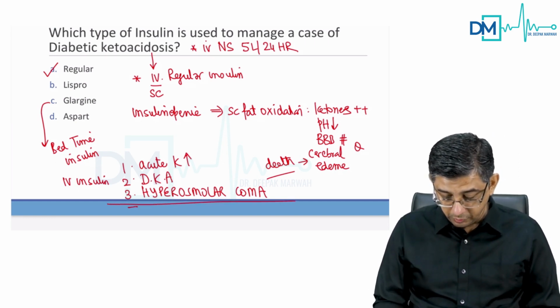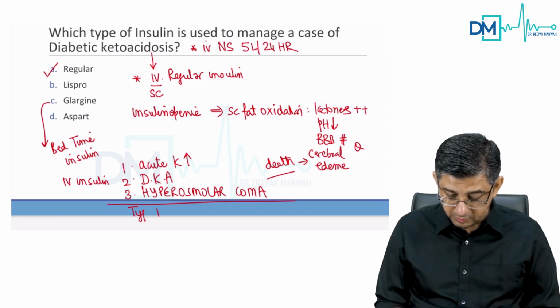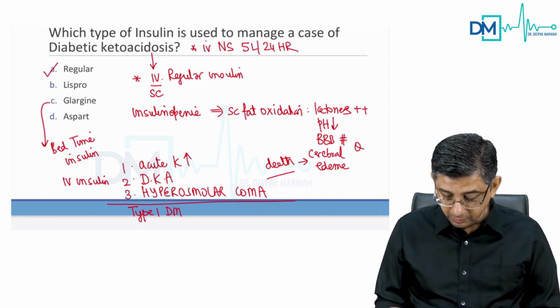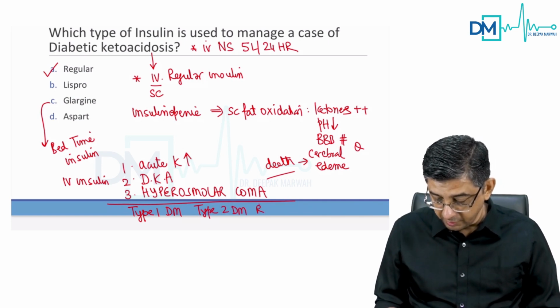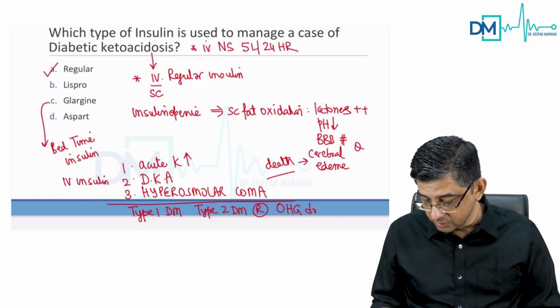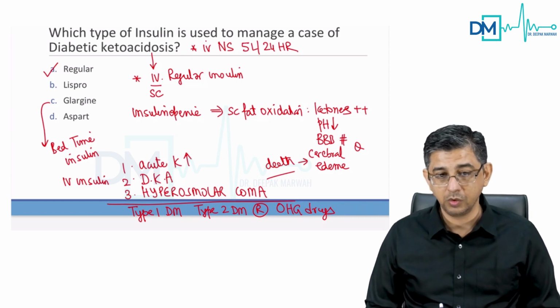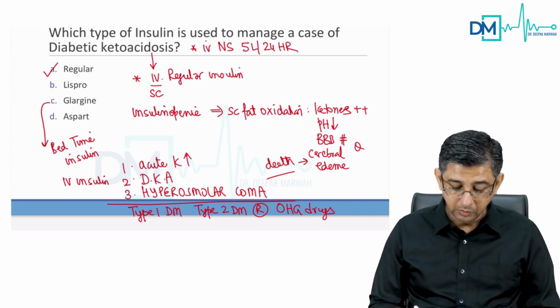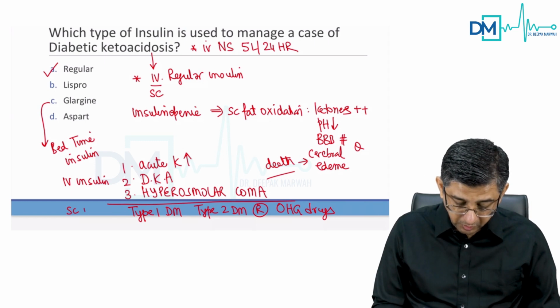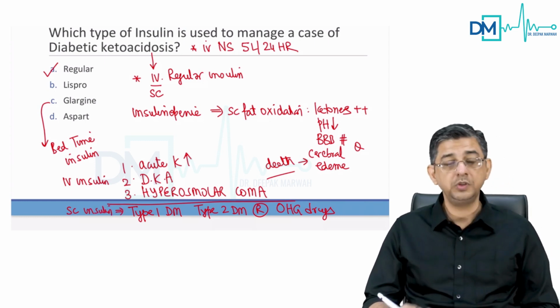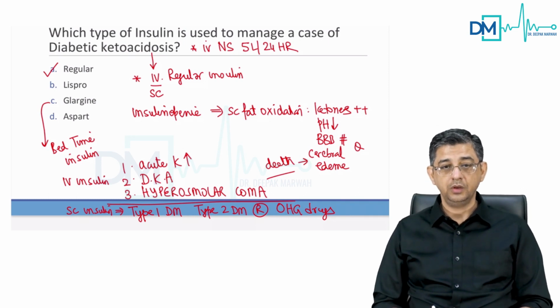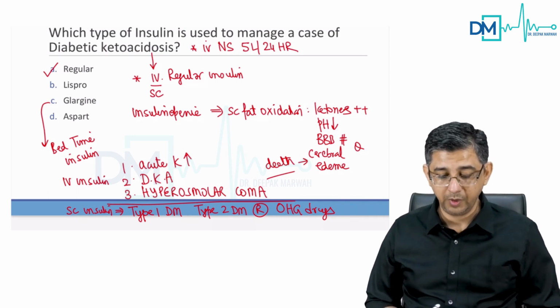Insulin is obviously the treatment of choice for type 1 diabetes mellitus. It is the treatment of choice also for type 2 diabetes mellitus, which is refractory to the usage of oral hypoglycemic drugs. So we do use insulin in type 1 and type 2 diabetes also, but that would be the subcutaneous insulin that we are talking about and not intravenous insulin, which would be recommended for the three situations that are mentioned here. And the answer to this question would be given as choice number A.